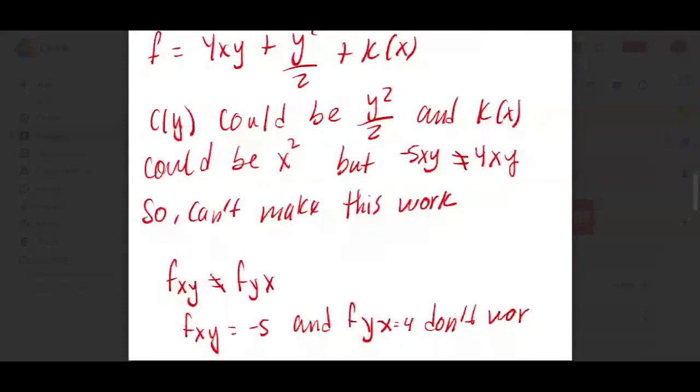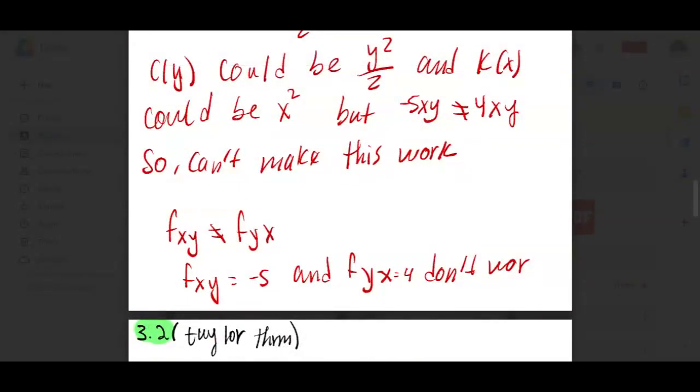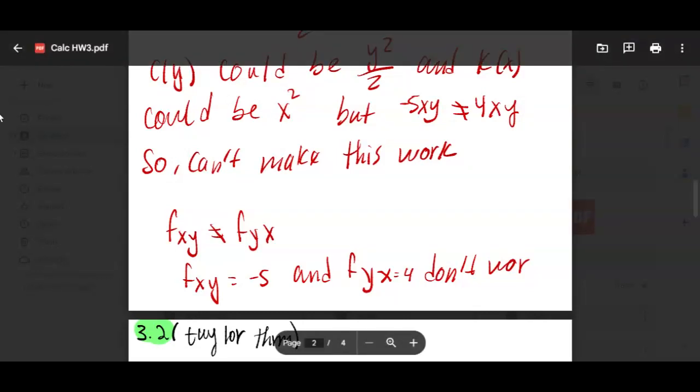so that this can't work, because in this case, f_xy does not equal f_yx. We don't read it this way. We read it as a partial, these are mixed partials.